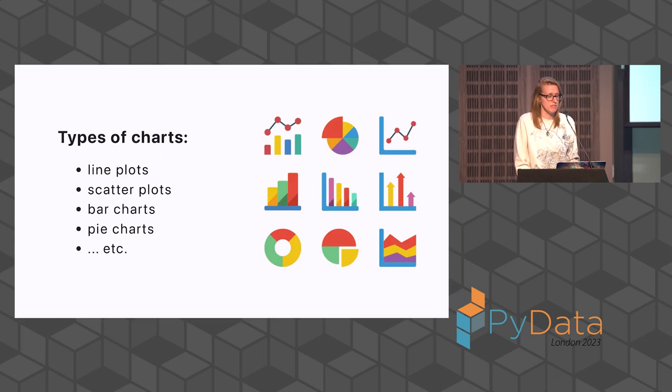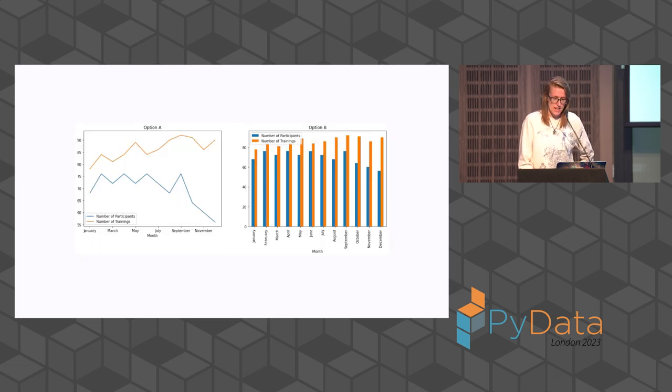As you know, there are lots of different types of charts. There's line plots, scatter plots, bar charts, pie charts. But some are more appropriate under certain circumstances than others are. Let's take a look, for example, at these two graphs. They both represent the exact same data and the exact same numbers, the total number of participants and the total number of trainings offered during a year. But which of these is better at showing the trend? How the numbers change throughout the year? Is that option A, the line chart, or is that option B, the bar chart? I would argue that in this case, if we're looking for the trend, then option A is a little bit clearer.